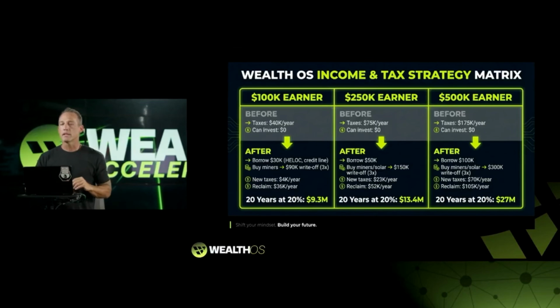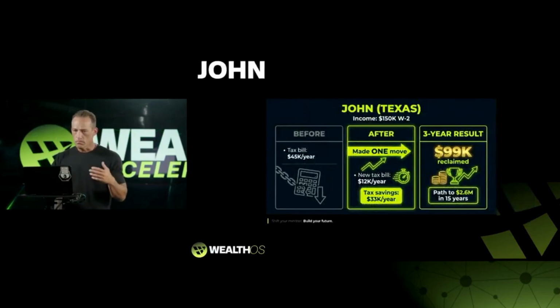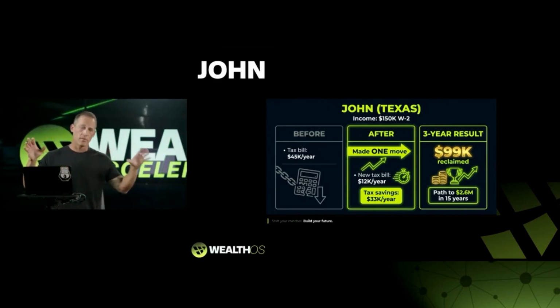Now, let me show you where we get to the 3 times or 5 times tax depreciation. So a couple examples. John in Texas, he's a W-2 earner. And again, this doesn't matter if you're a W-2 earner or you're a business owner.